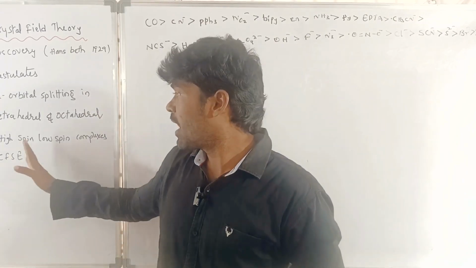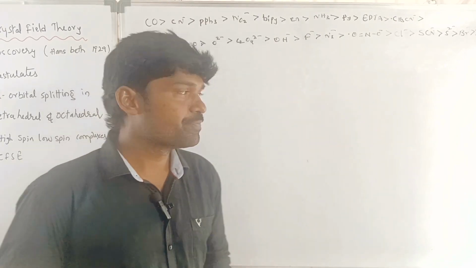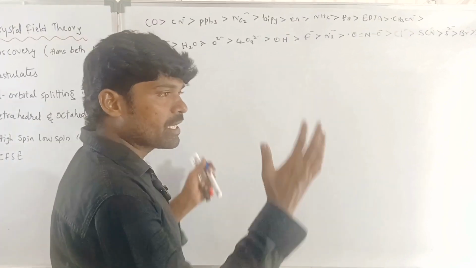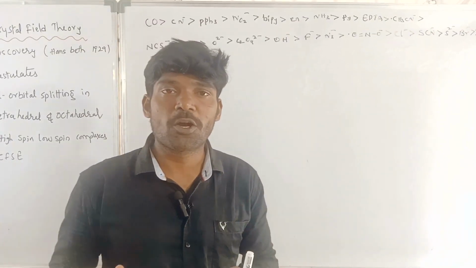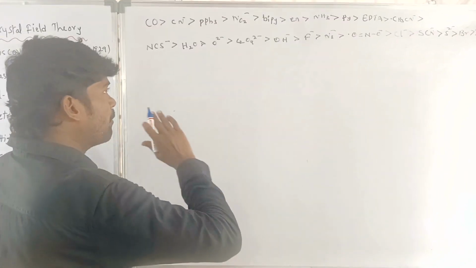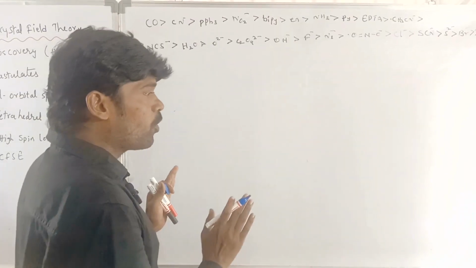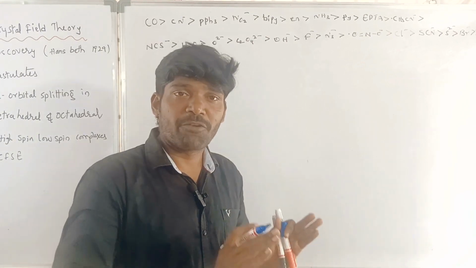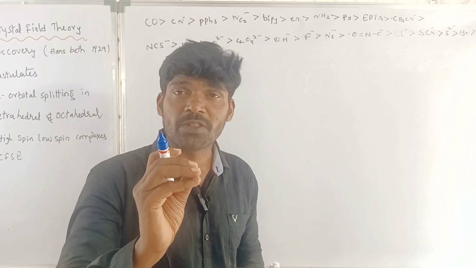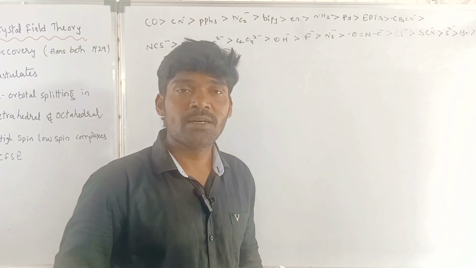Now let's check high spin and low spin complexes. How will high spin complexes form and how will low spin complexes form? Let's see. Whether a complex wants to be a high spin or a low spin complex depends completely upon the ligand strength.